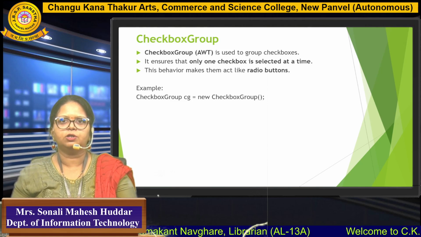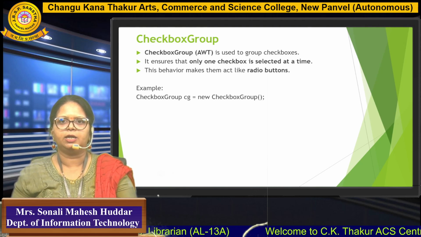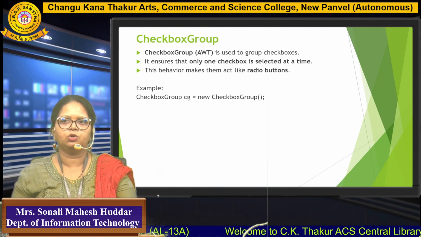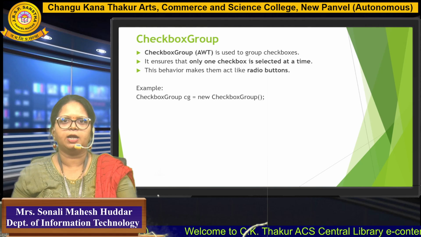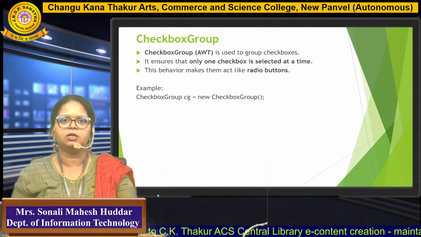CheckboxGroup is used to group checkboxes. It ensures that only one checkbox is selected at a time. As you are creating the group, from that particular group, only one item is going to be selected. This behavior makes them act like a radio button.